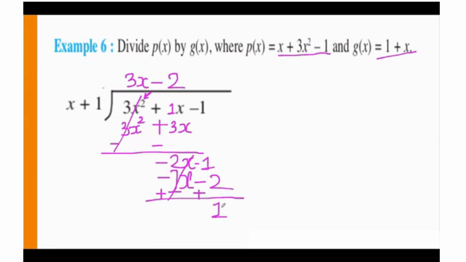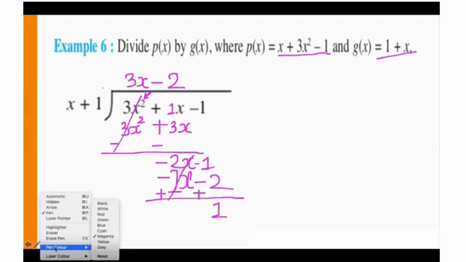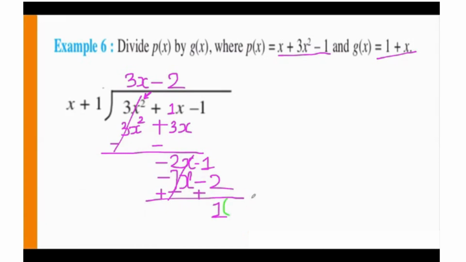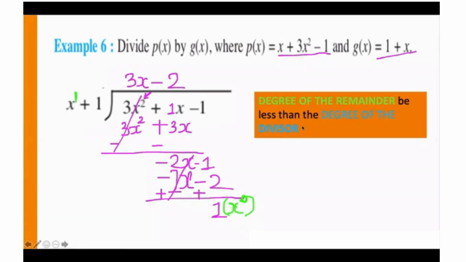Now look at the relationship between the remainder and the divisor here. If I look at the remainder, what's the degree of this remainder? There is x variable with a degree of 0 here, right? And you can see the divisor had a degree of 1. And so the degree of the remainder is less than the degree of the divisor.